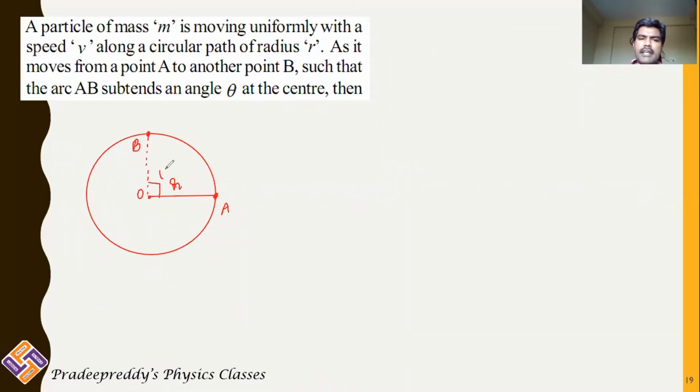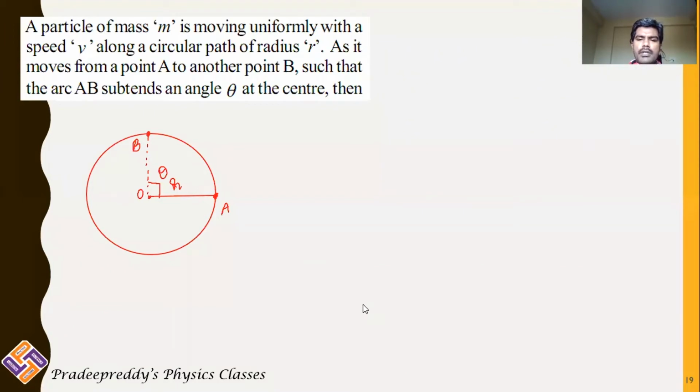Of course, theta is 90 degrees, we know that, but if it is not 90, then it may be some other angle. You just take that angle, whatever it is. So here we are considering that A to B is an angle theta because it is mentioned in the problem. Now you should find the change in the momentum of this particle.